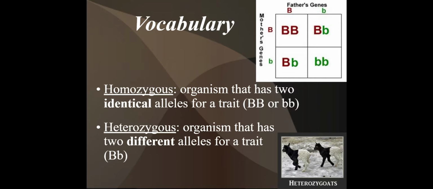Hetero means different. So if you're heterosexual, you like opposite sex. So hetero, different. In this case, heterozygous, different genes. So this is called a hybrid. It's kind of a synonym for the word hybrid, whereas homozygous is a synonym for purebred. Heterozygous would be one dominant and one recessive mixed together.